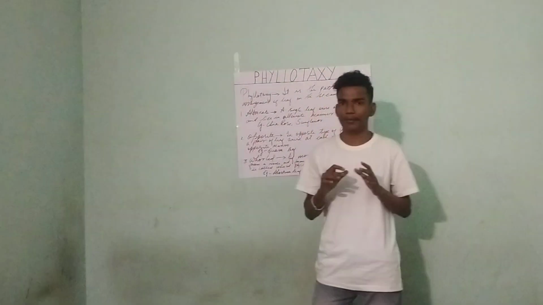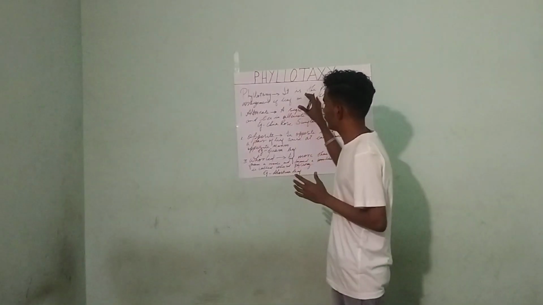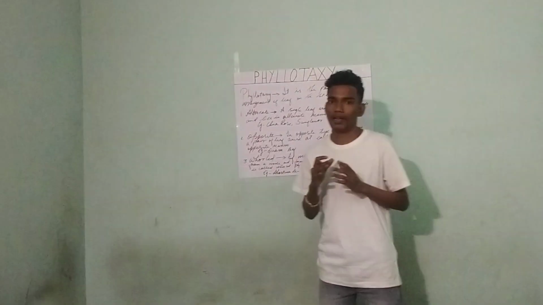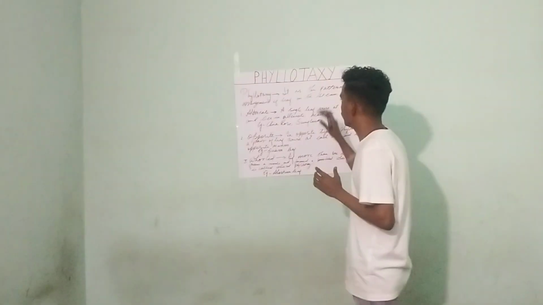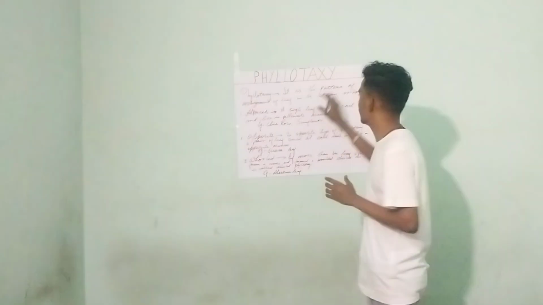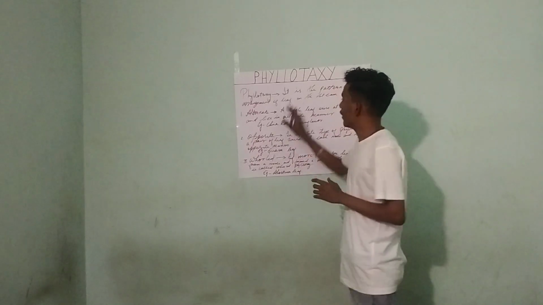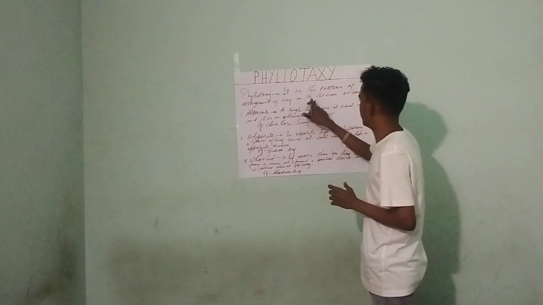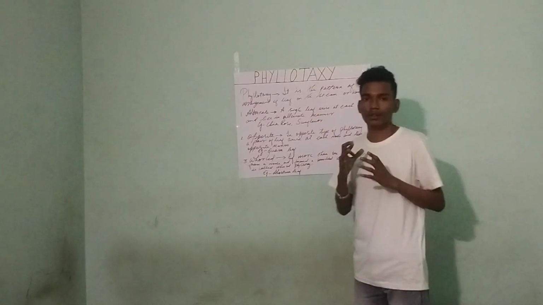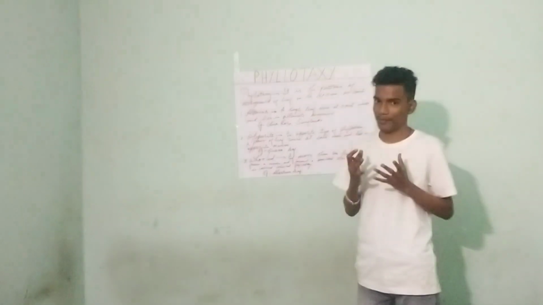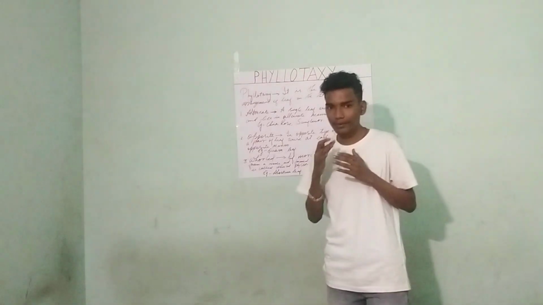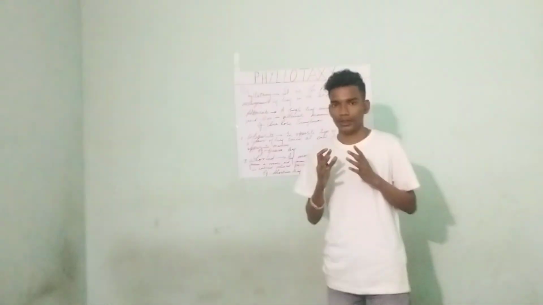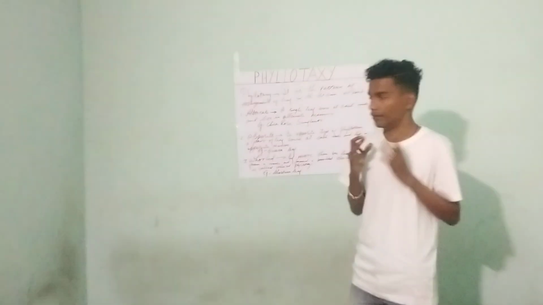So I'm keeping a brief of what we have learned today, and we'll wind up after this. The topic which I have explained today is phyllotaxy. Phyllotaxy is the pattern of arrangement of leaves on the stem or branch. As you know, the leaves are attached on the stem or branch, right? So the attachment of leaves on the stem or branch is called phyllotaxy. It is of three types: alternate, opposite, and whorl.